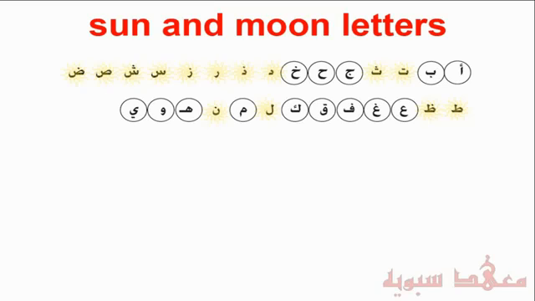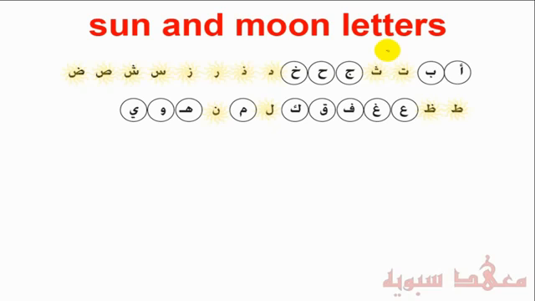Bismillah. Now, in this lesson, we're going to speak about the division of letters as sun letters and moon letters, Huruf Shamsiyya and Huruf Qamariyya. The letters that look like a moon are the moon letters, while the ones that have the sun on them are the sun letters. Now, why do we have this division?